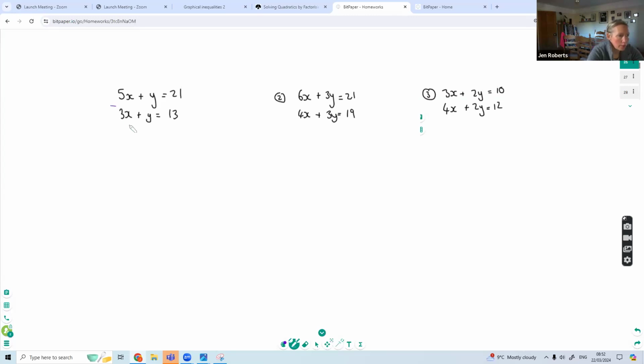Okay, subtract them. 5x take away 3x is 2x. Y take away y disappears. 21 take away 13, 8. Divide both sides by 2. X is 4.